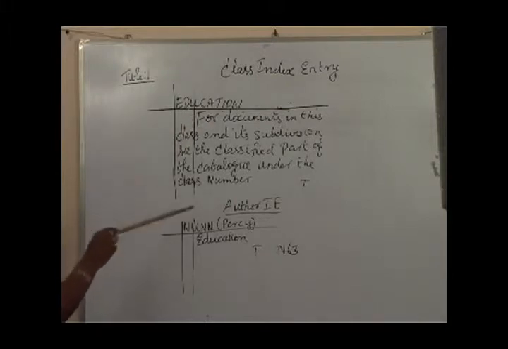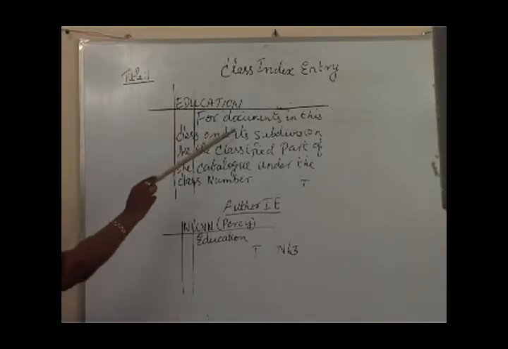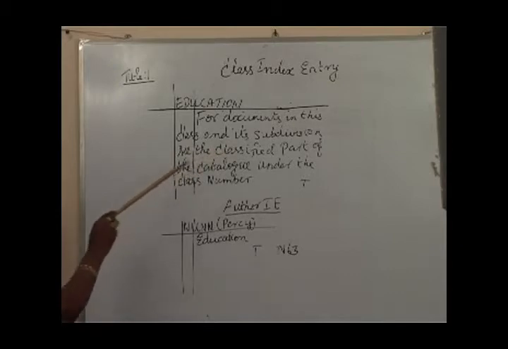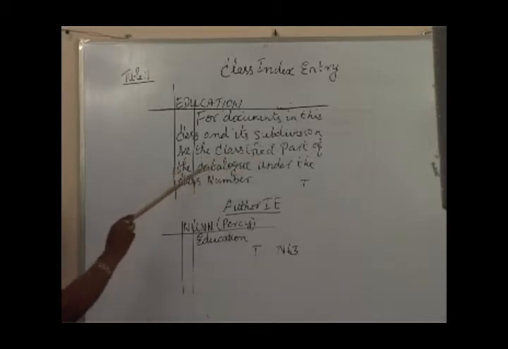This section is known as directing words. What are the directing words? For documents in this class and its subdivision, see the classified part of the catalog under the class number. The classified part of the catalog is nothing but the main entry. That means if any reader approaches by subject, we are asking them to look into the main entry of the catalog, so it will be easy for them to retrieve the document.